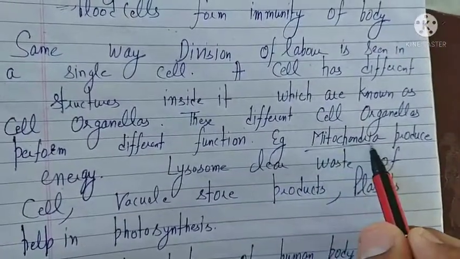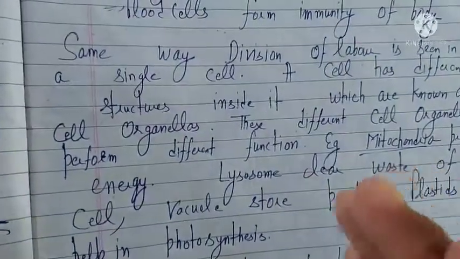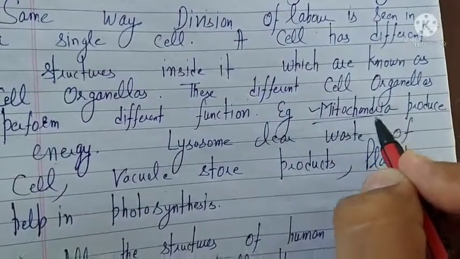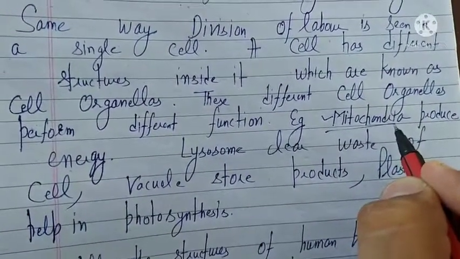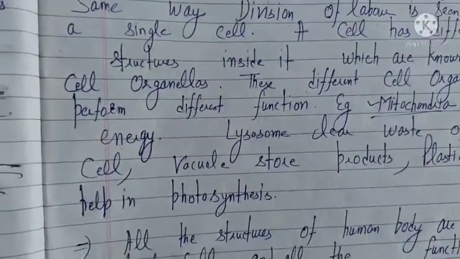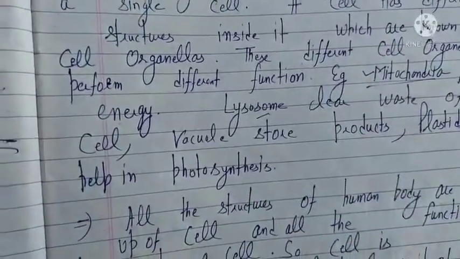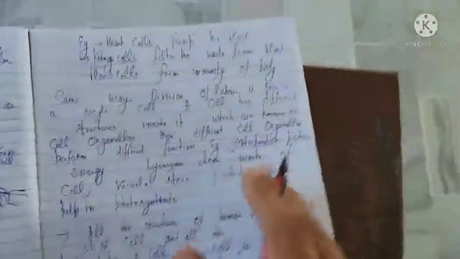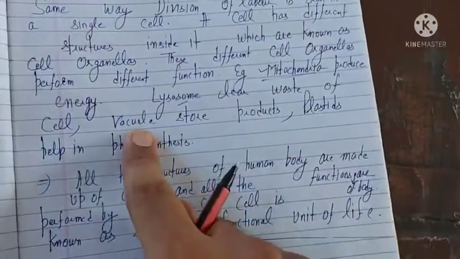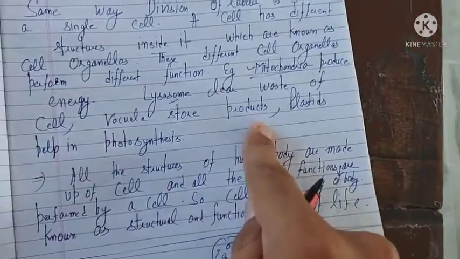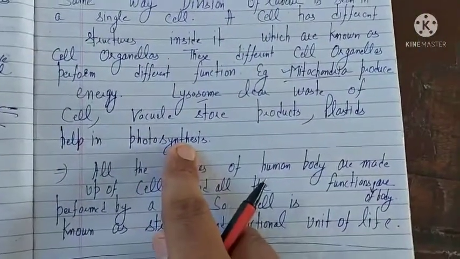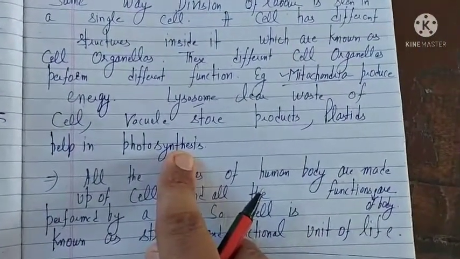Like mitochondria. The function of mitochondria is to produce energy. You know the process of respiration, aerobic respiration, takes place inside mitochondria, and energy is released in that process, and that energy is used to carry out different activities inside the cell. Lysosome clears the waste of the cell. You have already read, it is known as the suicidal bag of the cell. In the future we are going to study this also. Vacuoles store waste products and useful products also. And plastids mainly help in photosynthesis, and the color of leaves is also due to the presence of plastids in cells.